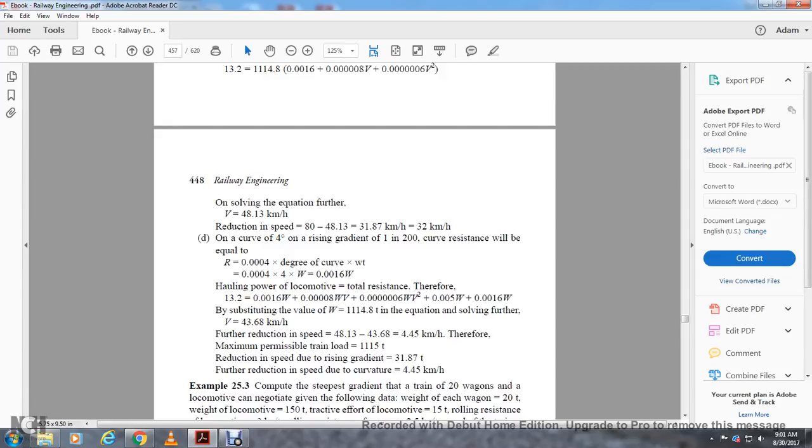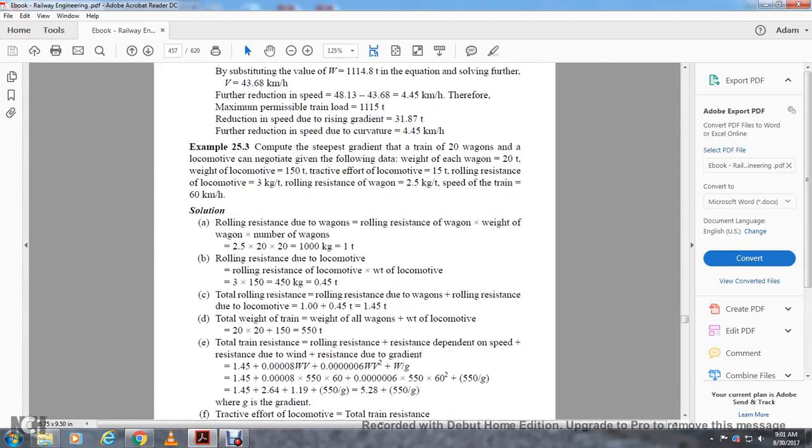The reduction in speed due to the rising gradient is 31.87 kilometers an hour. The further reduction in speed during curvature is 4.45 kilometers an hour.